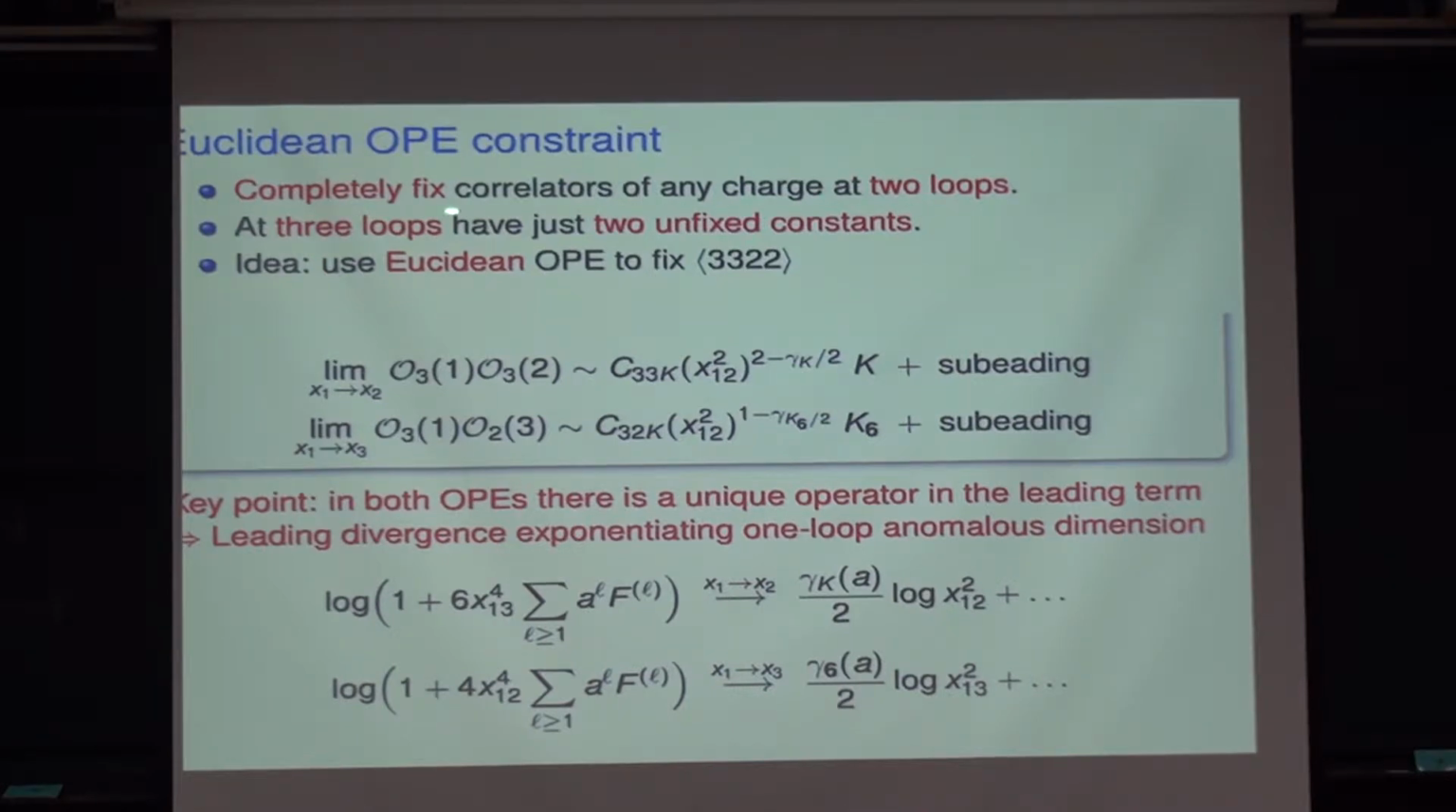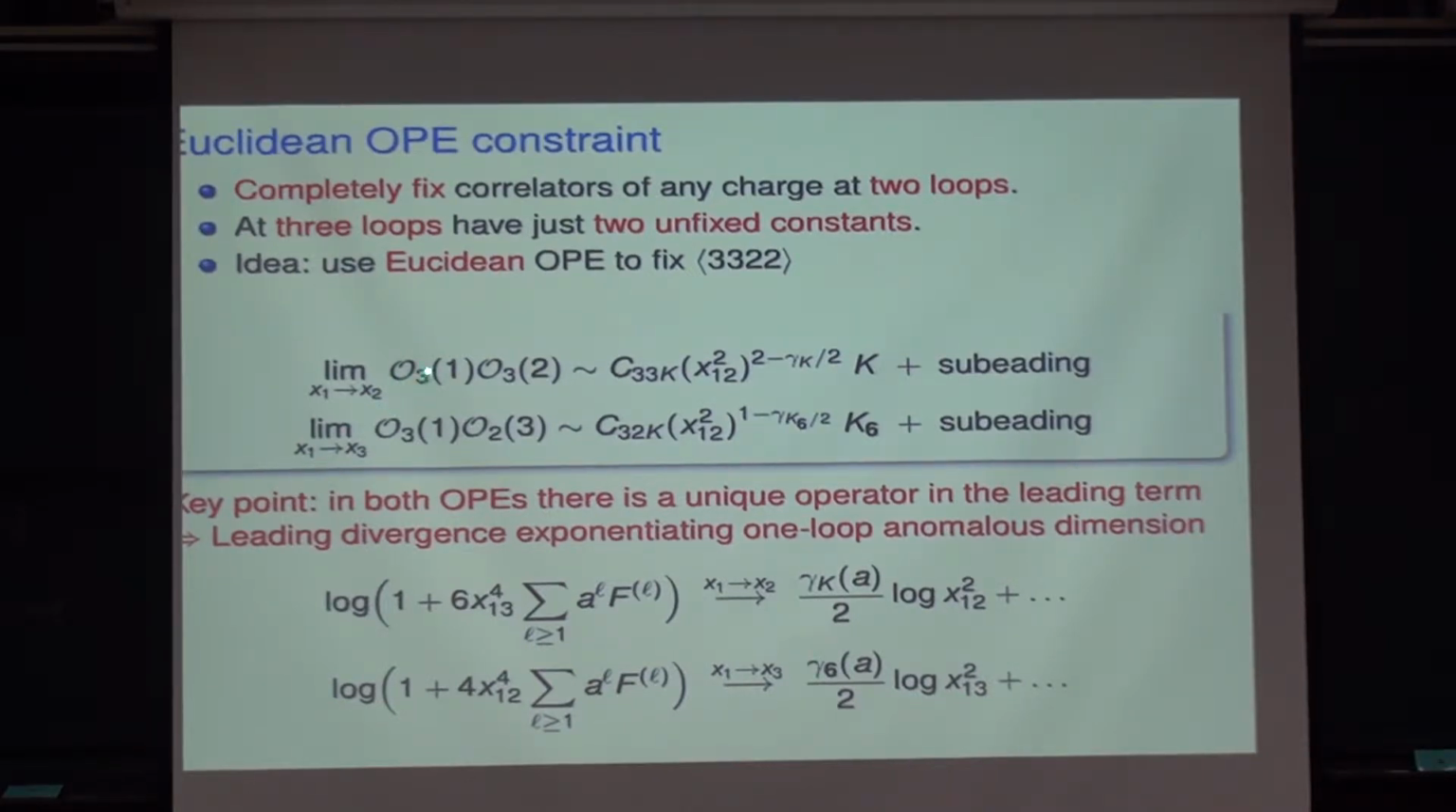Okay, so as I said, this almost gives us the full answer. It does give the full answer at 2 loops. At 3 loops, you end up with 2 unfixed constants. And then we can use this so-called Euclidean OPE. Historically, this is not the way we did it, actually. We did this first, but logically, I think this ought to come last now. So we've got 2 unfixed constants. Now I use the OPE for the third time in a slightly different way. I use a Euclidean OPE, by which I mean I take x1 to x2 instead of x12 squared to 0, which is what I was doing before.